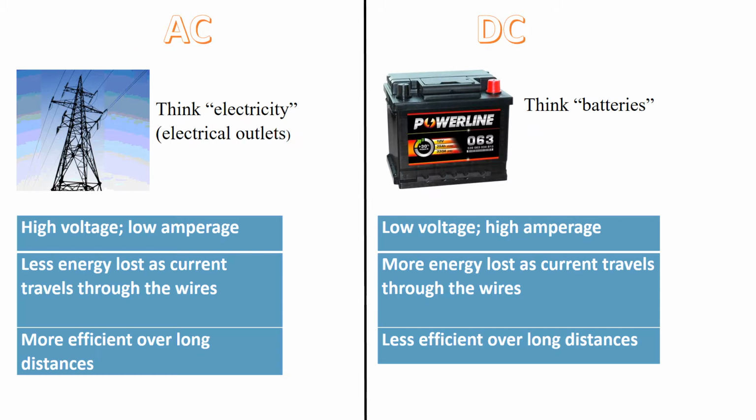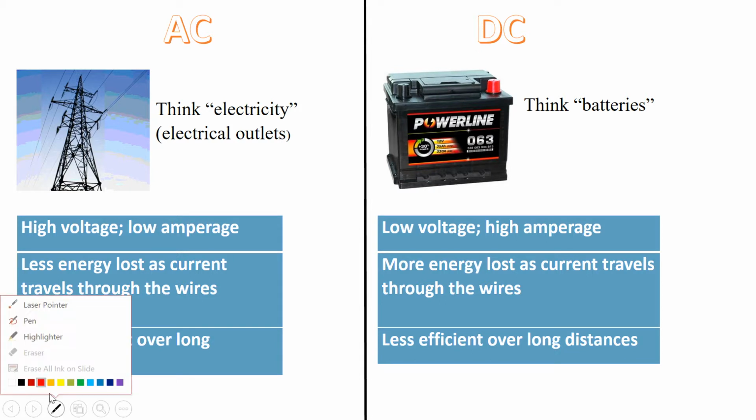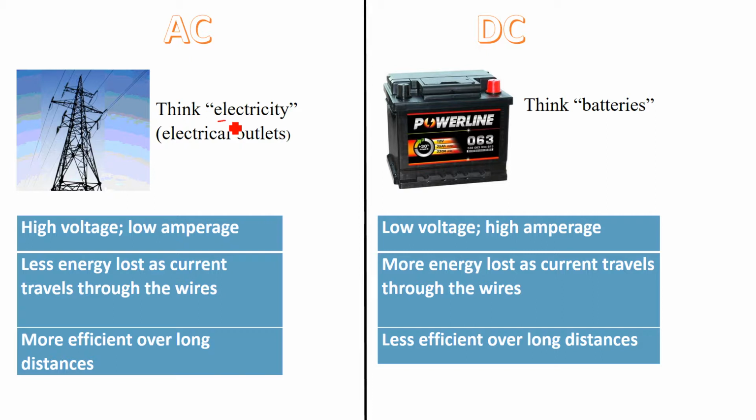So what else about the AC and the DC? Usually when we do think of electricity, we think of outlets in and around our house. You take an electrical device and you plug it into these receptacles, or the electrical outlets. And that is generally what we think of when we think about electricity.